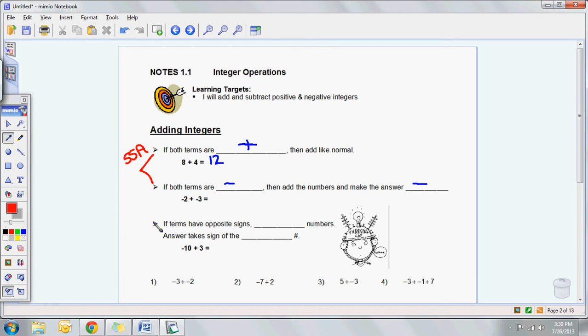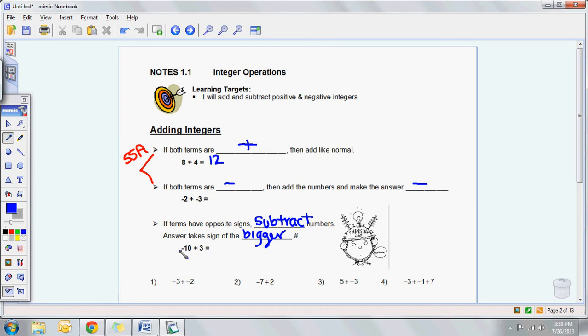Now this third rule is a little different. If you notice down here, our signs are different for both terms. If both terms have opposite signs, then you're going to do something a little different. You're going to subtract the numbers this time, and the answer is going to take the sign of the bigger number. And I'll go through that in a minute.